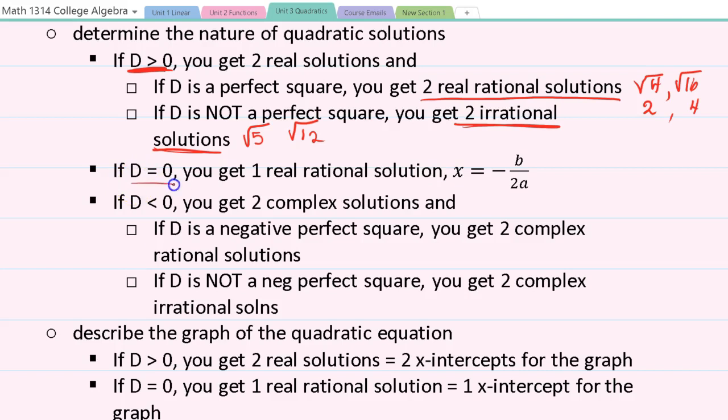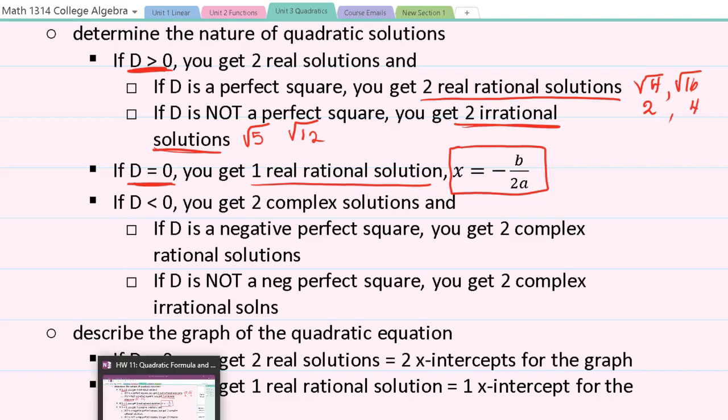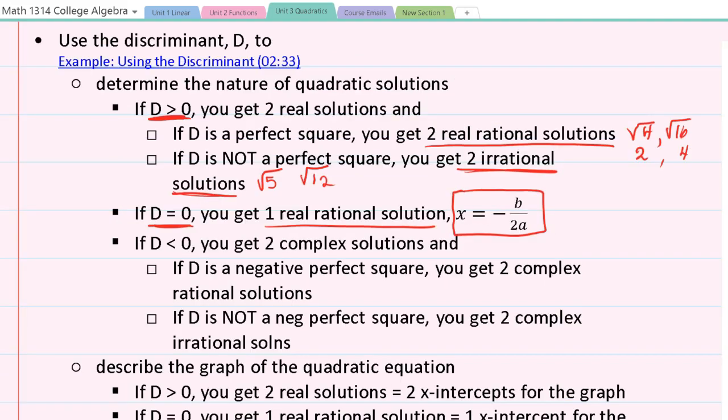If big D is 0, our quadratic formula reduces from x is equal to negative b plus or minus the square root of big D all over 2a to just x is equal to negative b over 2a. This means that our solution for x will be one real and rational solution, the value of negative b over 2a.